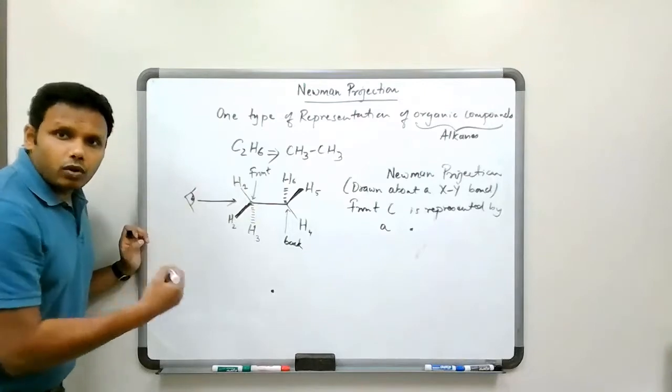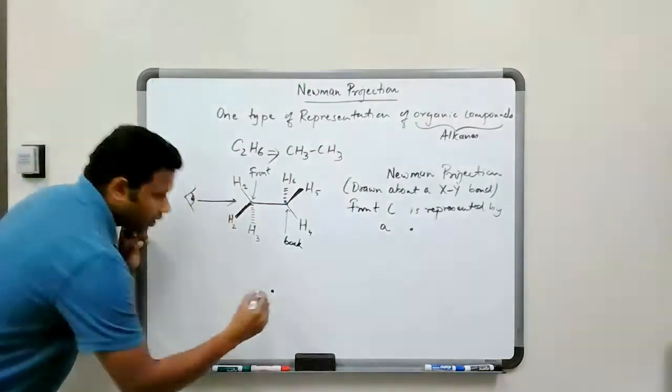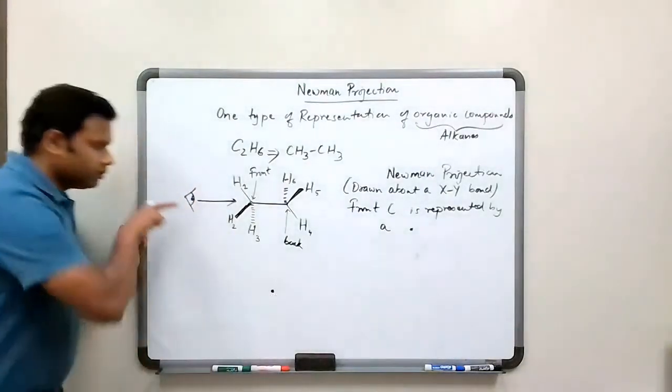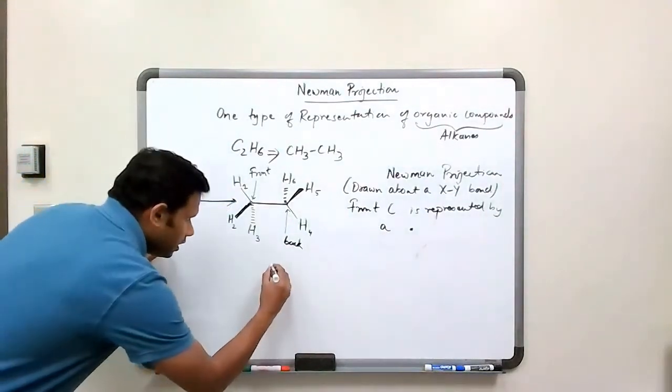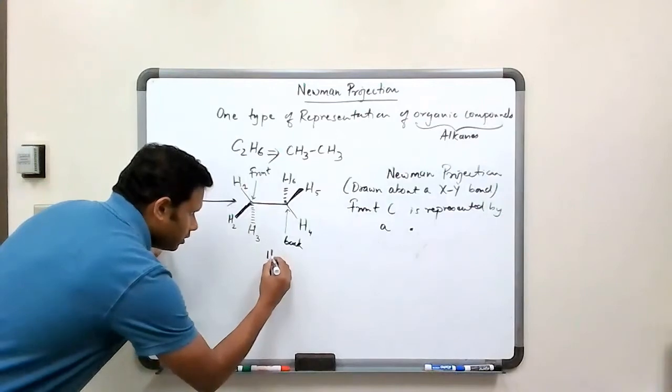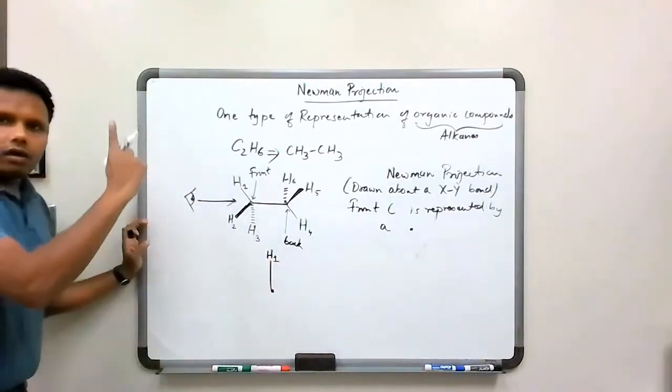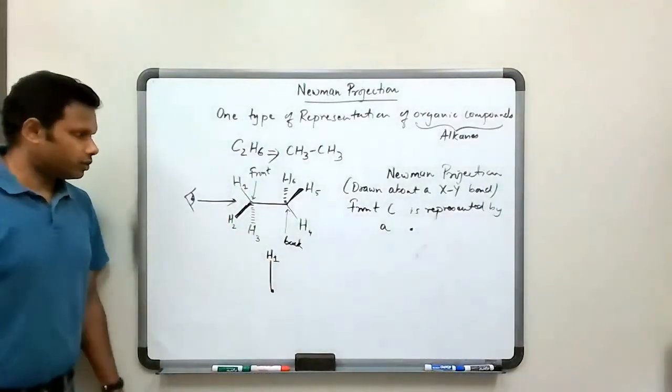So I'm going to draw whatever I see when I look at that carbon. When I look at this carbon from here, what I see is that carbon is a dot and H1 is pointing up in the plane of the whiteboard.